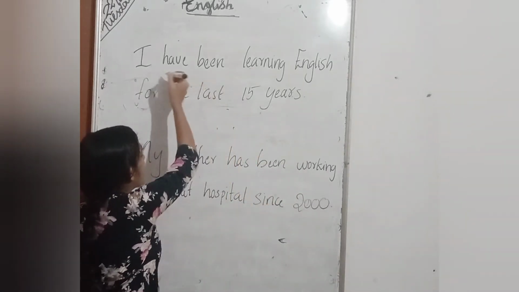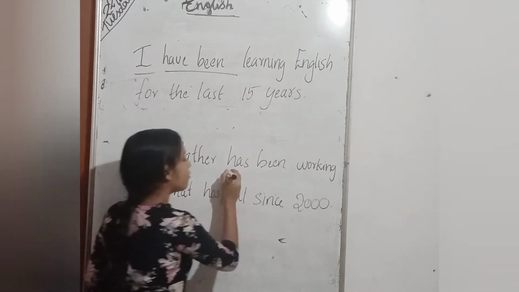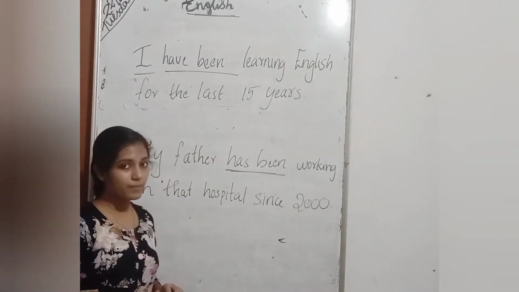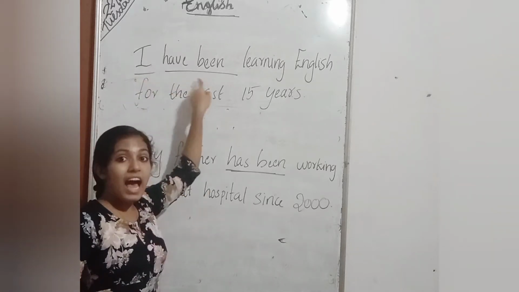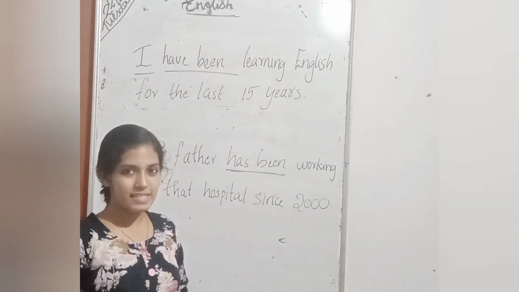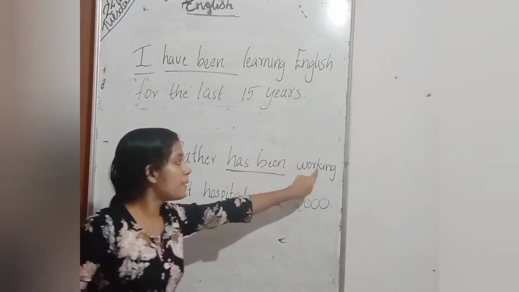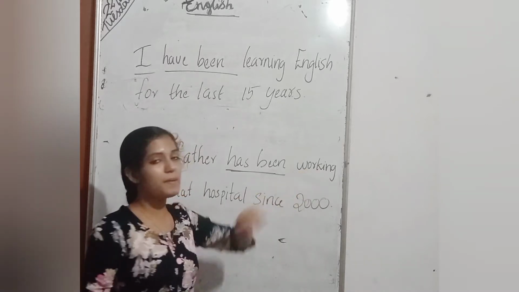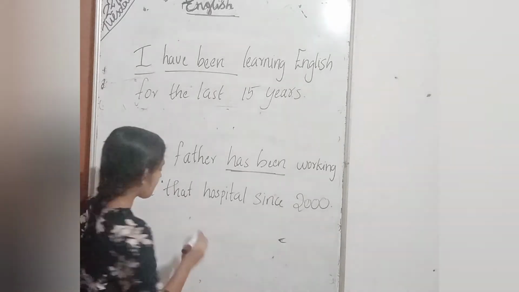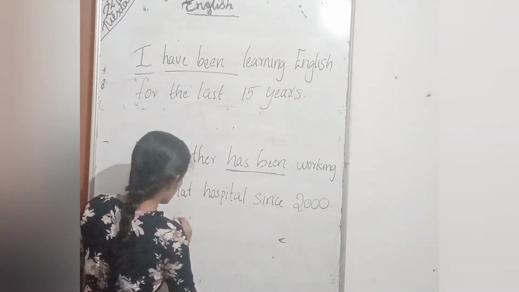We have used, in the first case, have been, and in the second case, we have used has been. From this, we can say that with I we use have been plus verb plus ing or present participle. Here we use has been plus verb plus ing or present participle. So, from this we can say that the general form of present perfect continuous tense is subject.